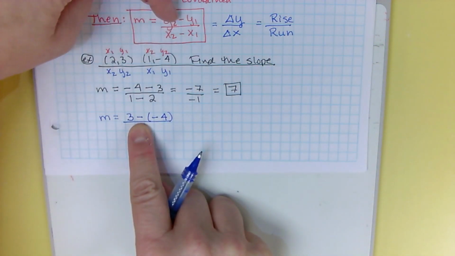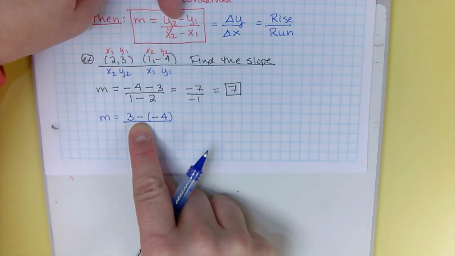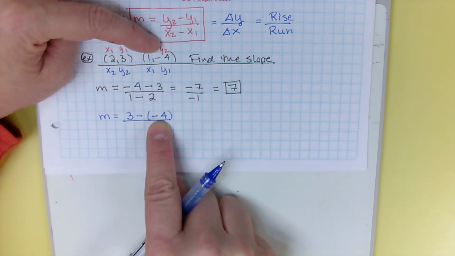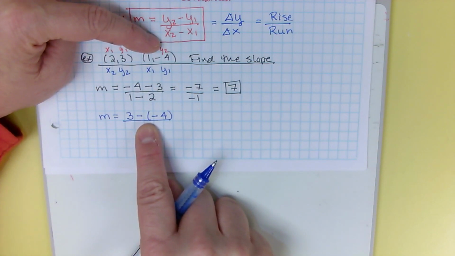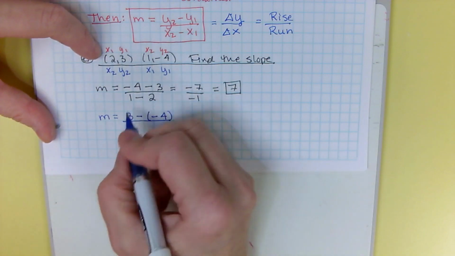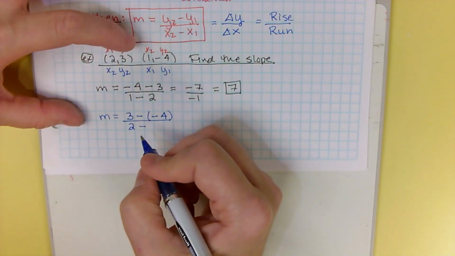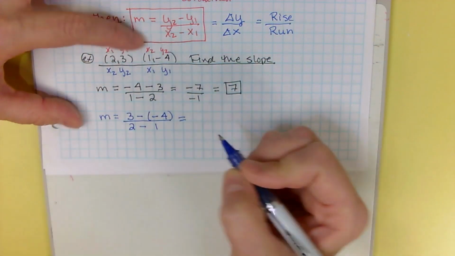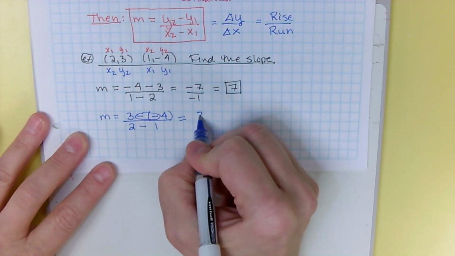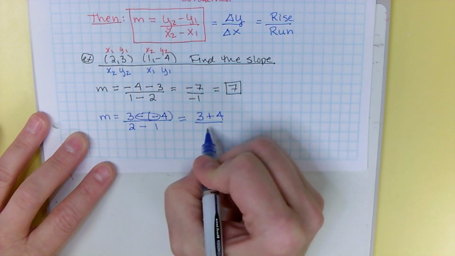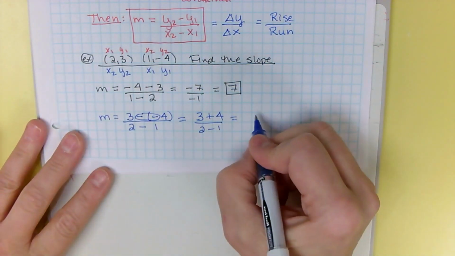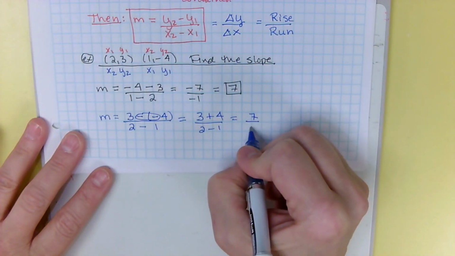The first one is from the formula, y2 minus y1. The second is because the 4 was negative. So if you have negative coordinates, you're going to get double signs a lot. That's just part of it. Okay, let's do the bottom. x2 is 2 minus x sub 1, which is 1. And we're going to simplify. So a negative times a negative is a positive. So 3 plus 4 over 2 minus 1. Add the tops, add the bottoms. 3 plus 4 is 7. 2 minus 1 is 1.